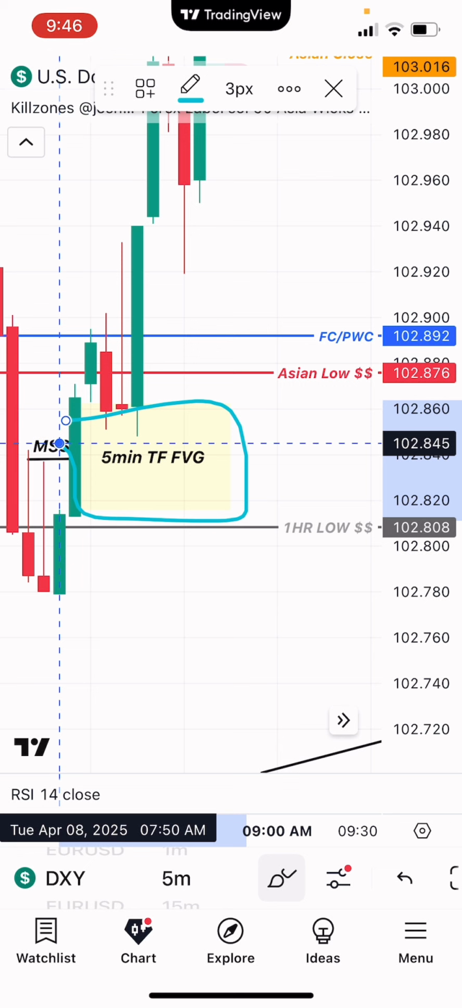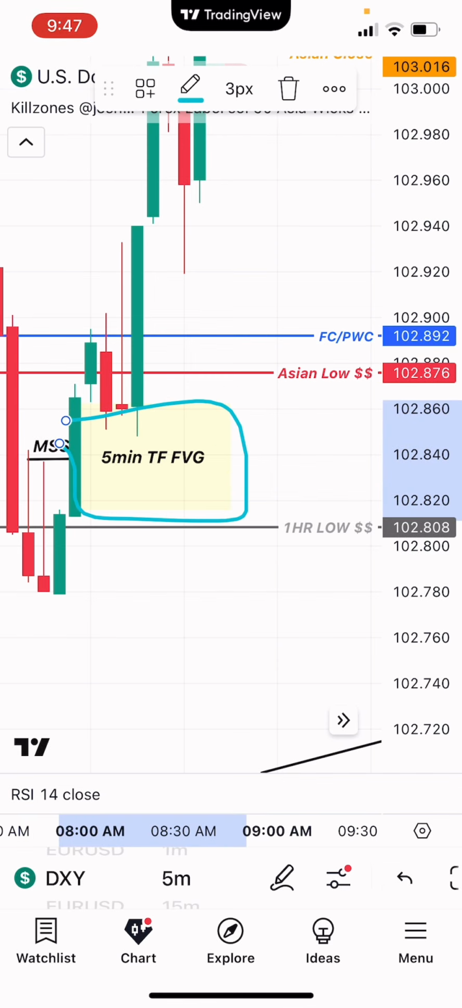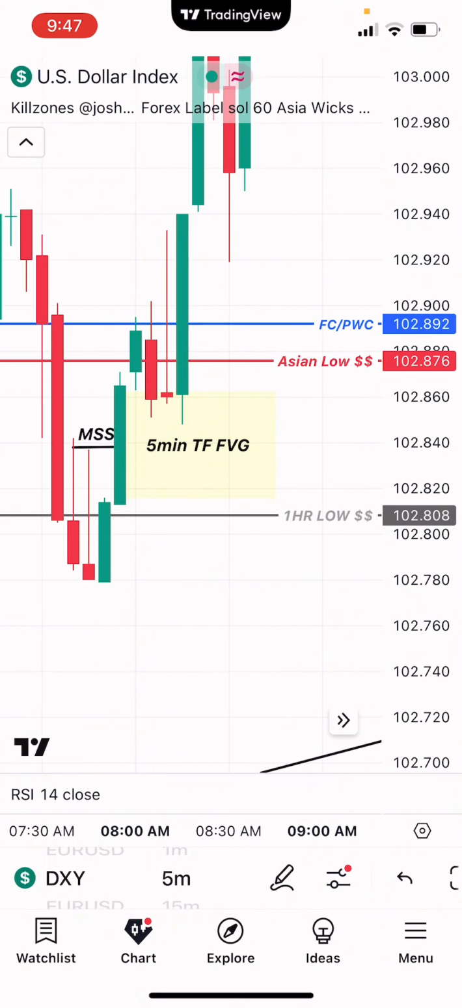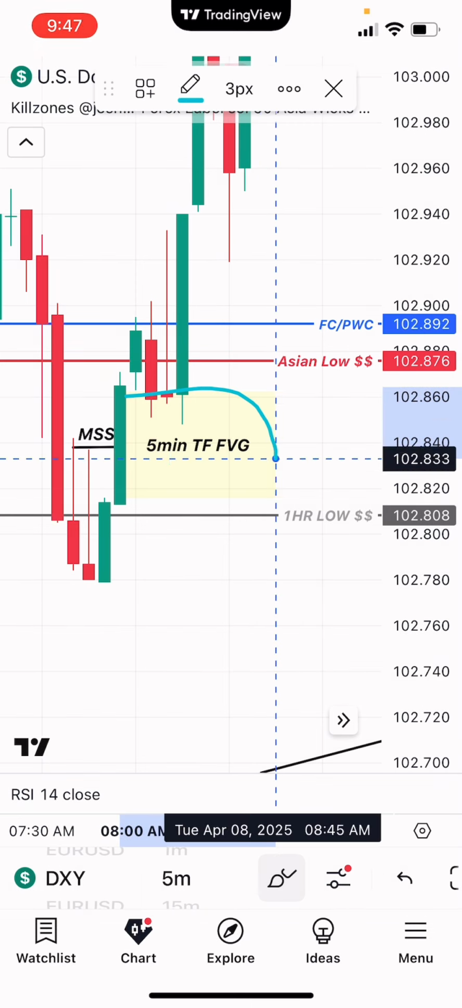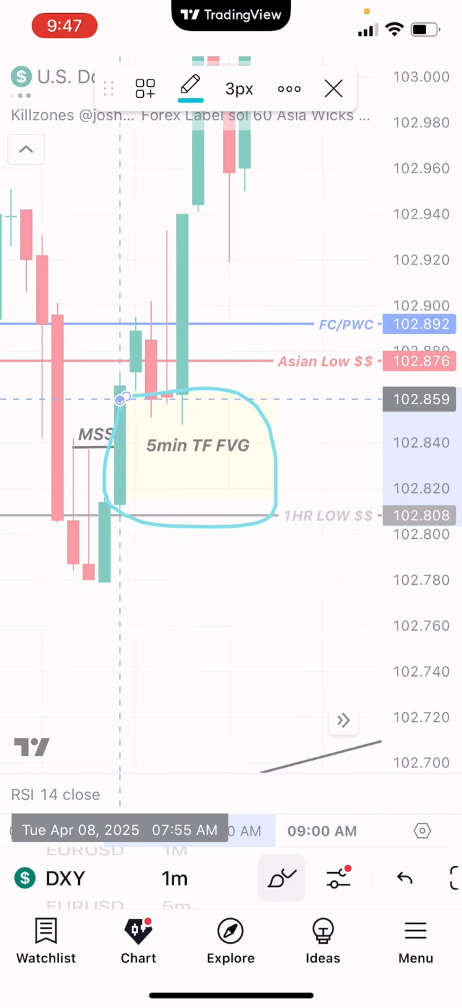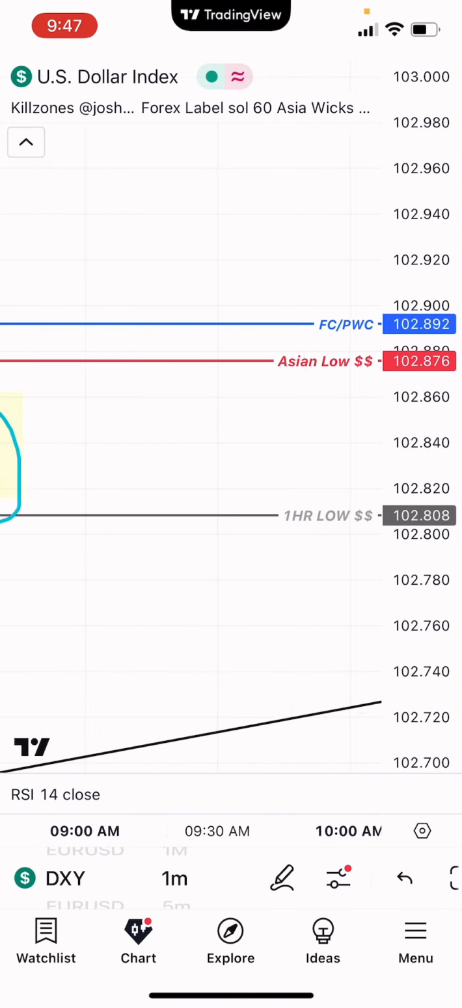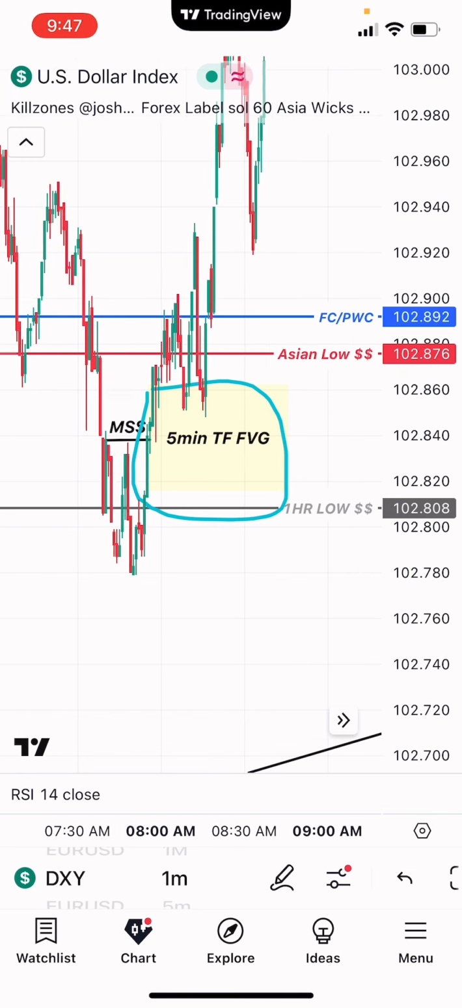as we all know, or as I was taught, any point of interest that is on the higher time frame is stronger than any point of interest that is on the lower time frame. So this entry model, this fair value gap that is on the higher time frame, is stronger than any point of interest or entry model that you can see on the 1 minute time frame.